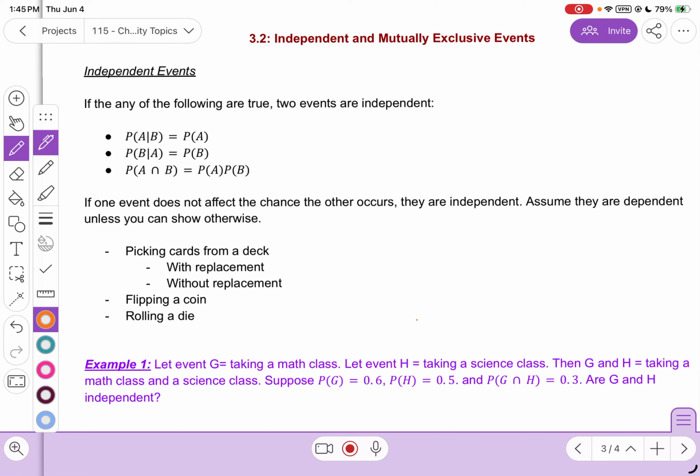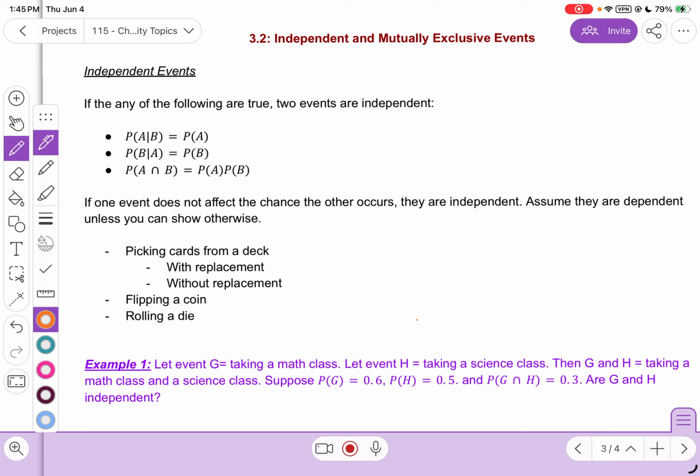This video is going to cover section 3.2, which is going to talk about independent and mutually exclusive events. So, independent events are events that don't affect each other. They have nothing to do with each other, but you can prove that mathematically. So there are three ways to prove that.